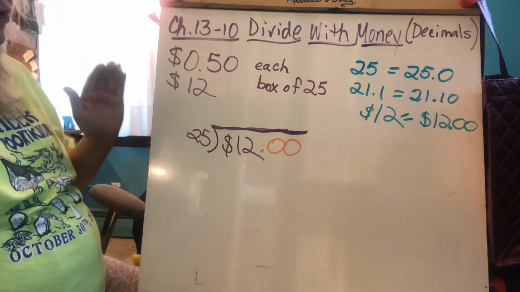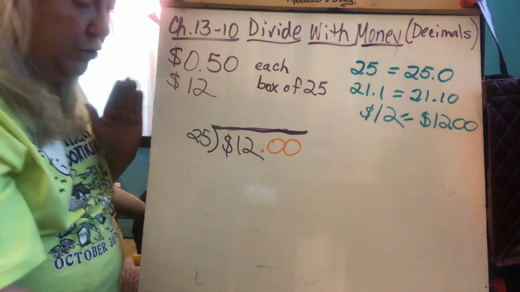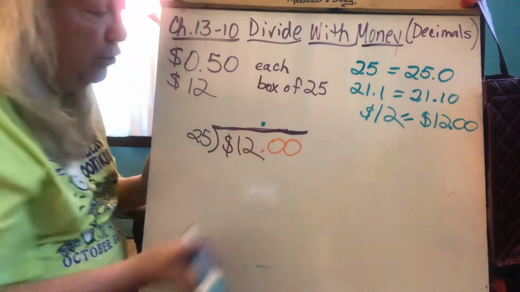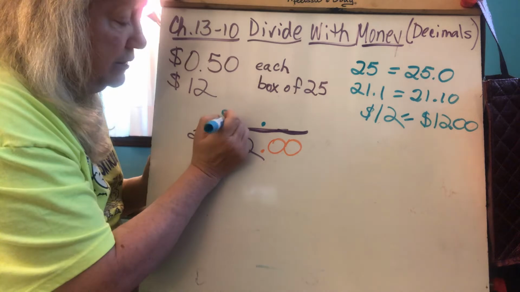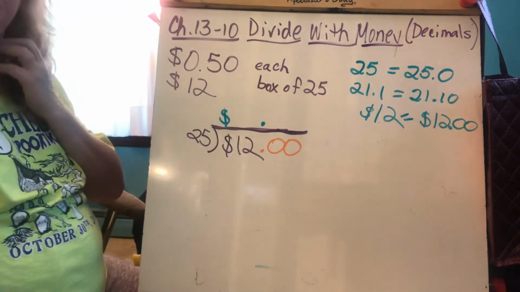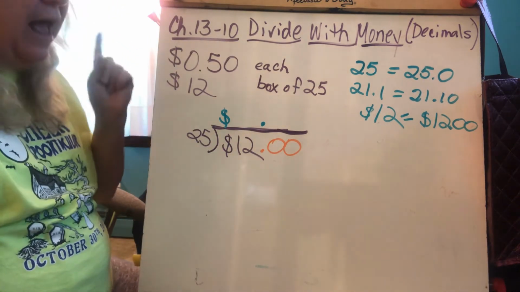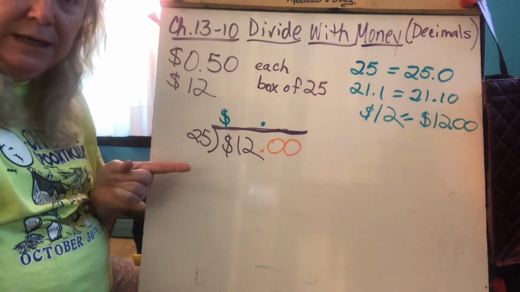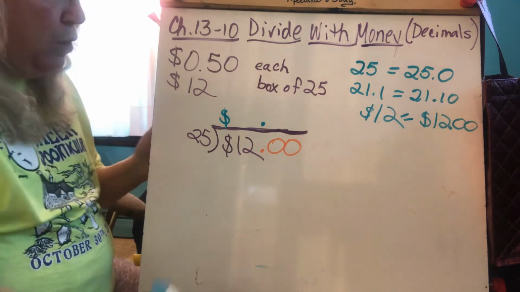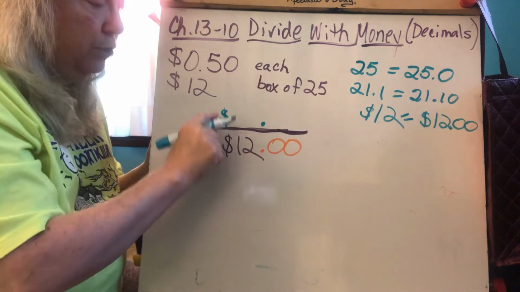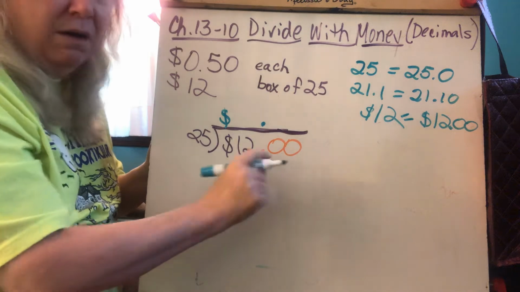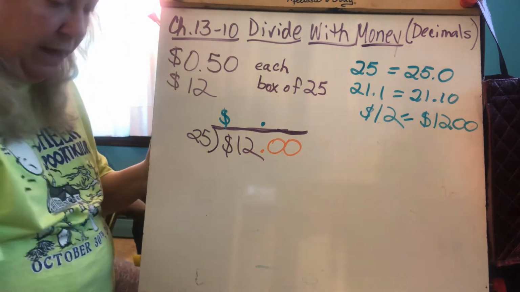All right, so now before we do anything else, we're going to put our decimal point in our quotient and we're going to put our dollar sign in our quotient. Otherwise, sometimes we forget and then it's going to be a whole number. It's not going to be a money amount. It's not even going to be a decimal, okay? So in your quotient, you put your dollar sign and decimal point directly above where they are in your dividend. Okay, we've done that.